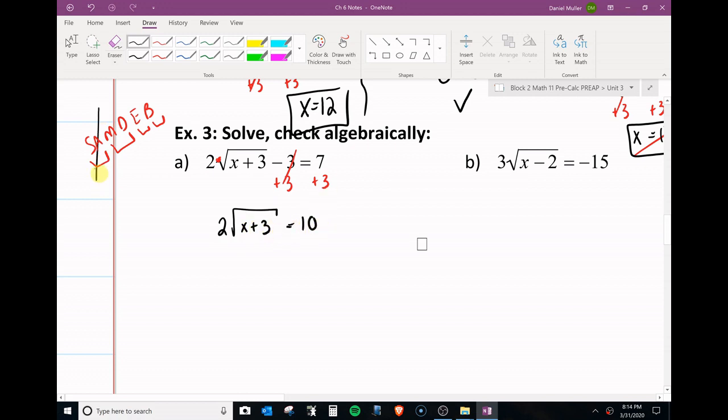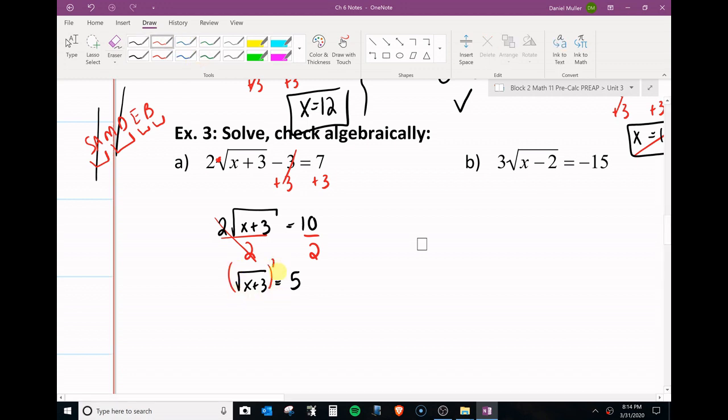So I've done that. Now I can get rid of any multiplication or division. So I've got a multiplication of 2, so I'll divide by 2. So the square root of x plus 3 is equal to 10 over 2, which is actually 5. So now I'm done those. Now I can get rid of the exponent. This is exponent of a half. That's what square root means.